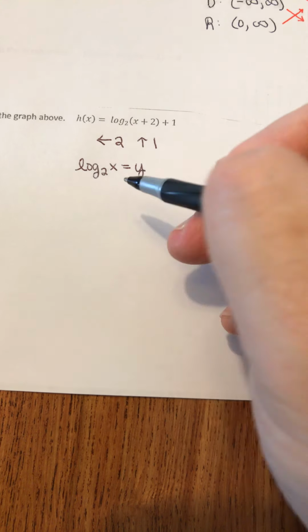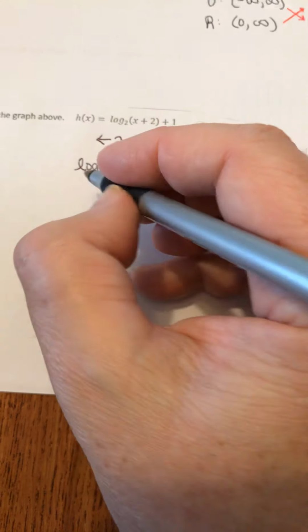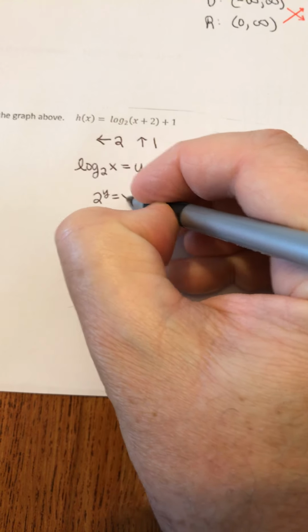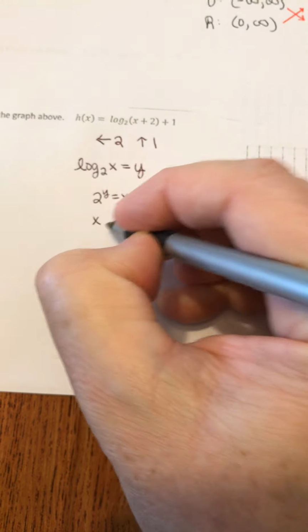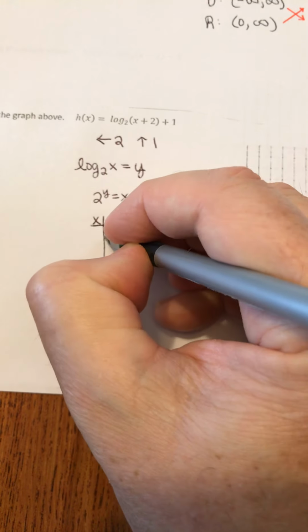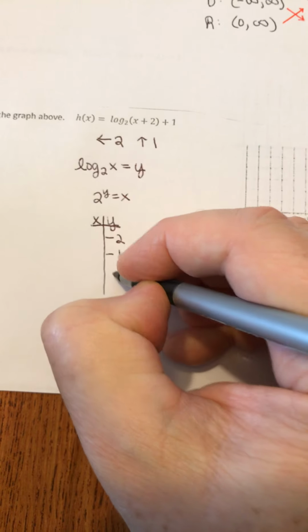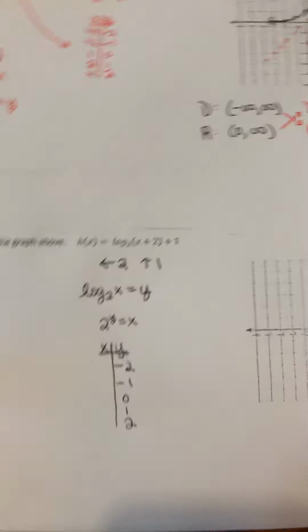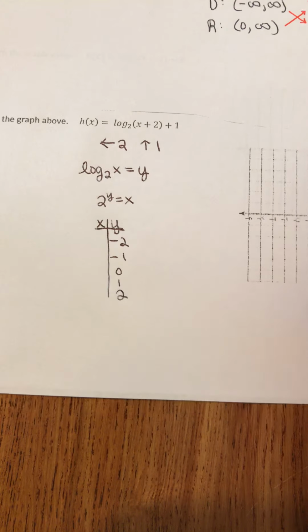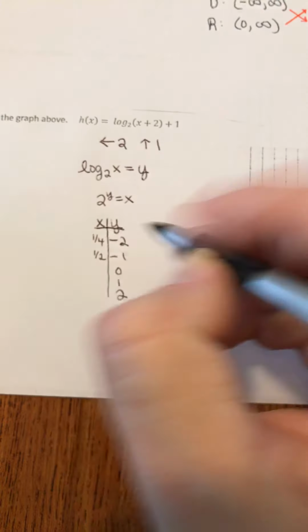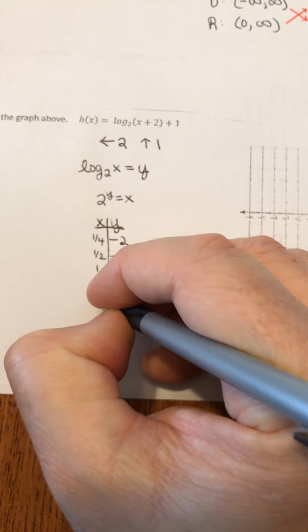This is just a log function, just like on the last one. So I'm going to go around the world: 2 to the y equals x. I'm going to make some values here of y: negative 2, negative 1, 0, 1, and 2. It's basically the same table that I have here because it's the same base. So this is 1/4, this is 1/2, this is 1, that's 2, and that's 4.